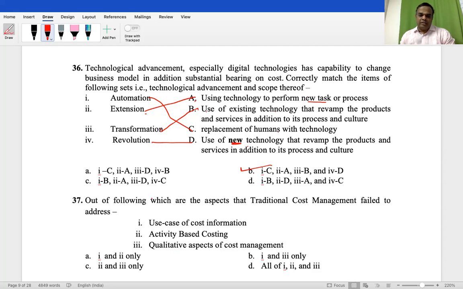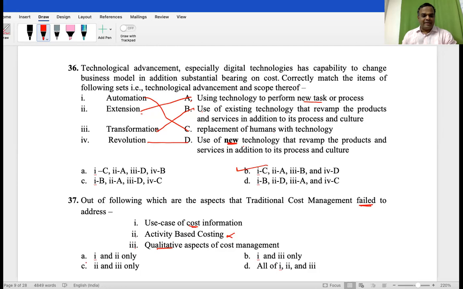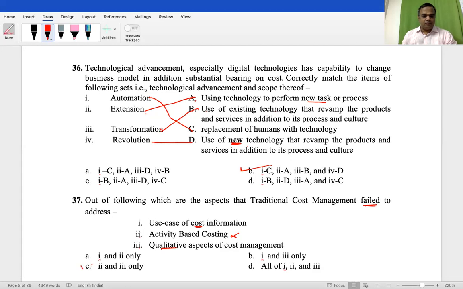Traditional costing addresses cost information, right or not? But not activity-based costing, which is based on resource consumption, nothing but ABC. Qualitative aspects are not considered, therefore it fails to address them. Therefore it fails to address 2 and 3. Am I right or not? So C is the correct answer. Traditional costing addresses the cost information, but not the remaining two things.